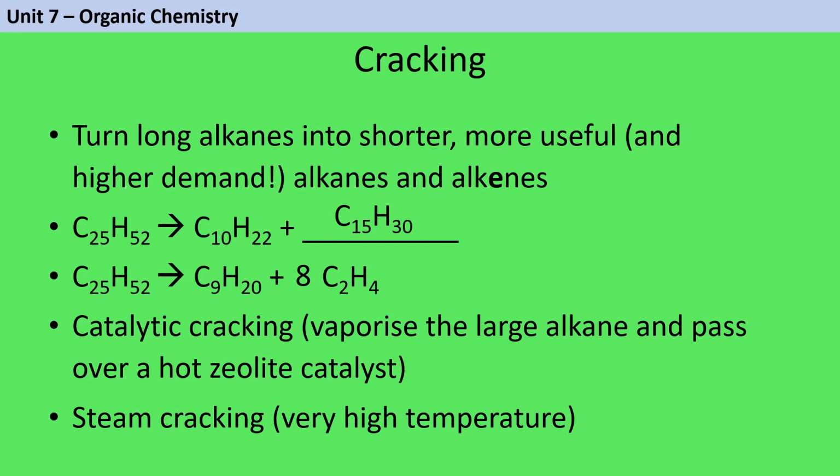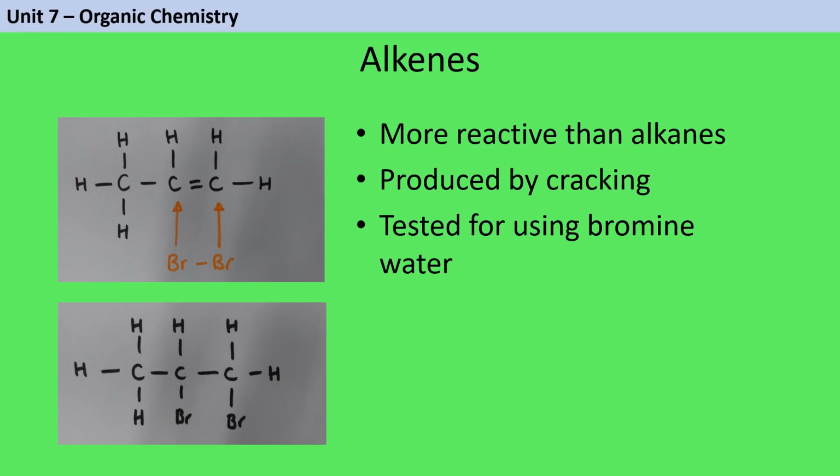In steam cracking, there's still a very high temperature, but rather than using a traditional catalyst, we use steam. We've just said that in cracking we make 2 types of molecules, the alkanes that we've already met and these new alkenes. Alkenes are more reactive than alkanes, and this is because of the double bond that is their functional group. Each alkene is only going to contain 1 double bond.